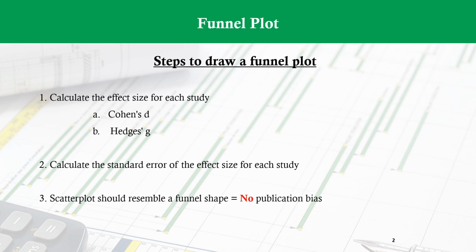The resulting scatter plot should resemble a funnel shape if there is no publication bias. Studies with larger sample sizes and more precise effect size estimates will be clustered closer to the average effect size, while studies with smaller sample sizes and less precise estimates will be more spread out. If there is publication bias, the plot may be asymmetrical, with fewer small studies reporting null or negative results.